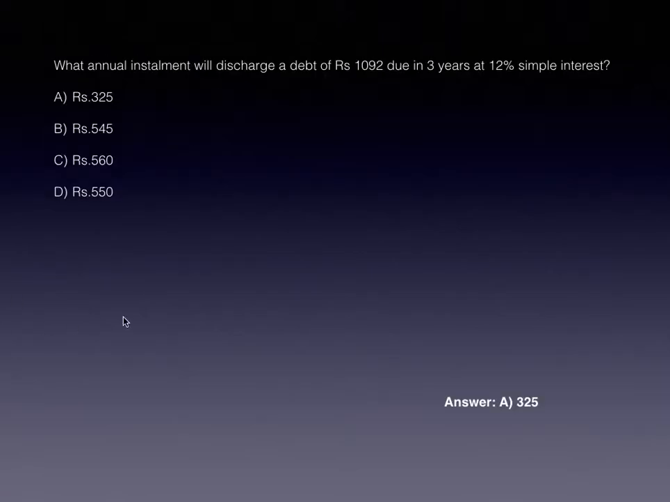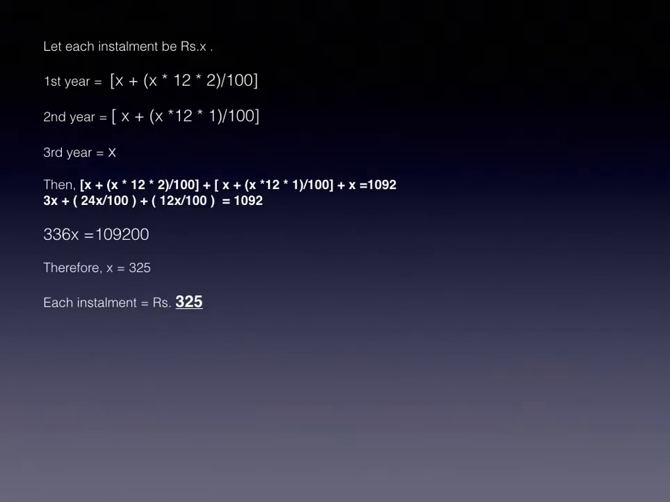Now, third question. What annual installment will discharge a debt of 1092 due in 3 years at 12% simple interest? Option A rupees 325, option B rupees 545, option C rupees 560, and option D rupees 550. What annual installment will discharge a debt of 1092 due in 3 years at 12% simple interest?